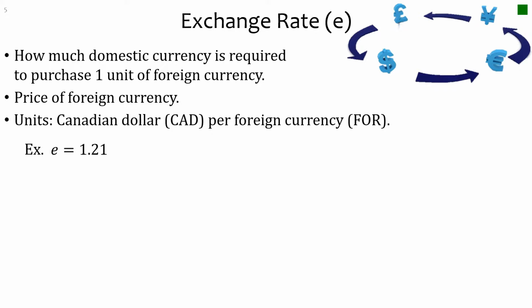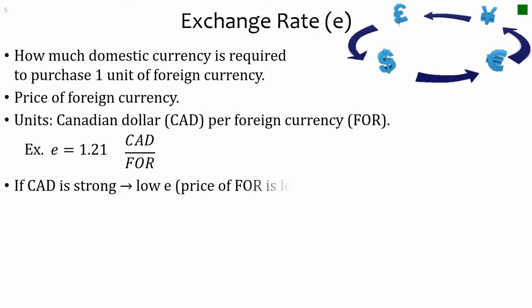Okay. So here's an example. Let's say the E is 1.21 Canadian dollars per FOR. What it means is that you need 1 Canadian dollar and 21 cents in order to obtain 1 unit of foreign currency. Let's say 1 unit of American dollars or 1 unit of euros. If the Canadian dollar is strong, it means there is going to be a low exchange rate. Remember, exchange rate is the price of foreign currency. This is a little bit counterintuitive, okay?